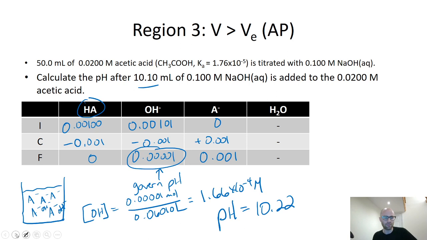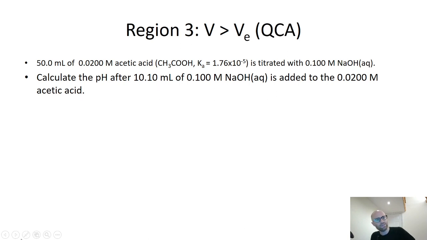That works well, but we don't need these ICF tables if we're smart about it. Really, if you're aware that you're just targeting the hydroxide, you can just consider the amount of hydroxide that isn't consumed by the reaction. In other words, this 50 milliliters of acetic acid will make the first 10 milliliters of hydroxide not exist. It turns it into A minus.